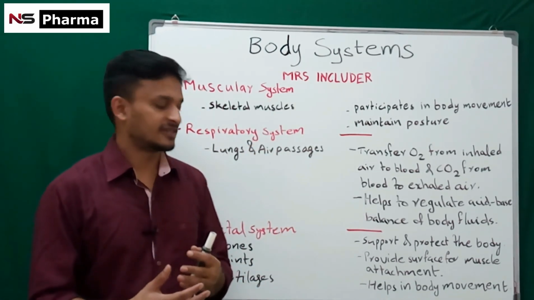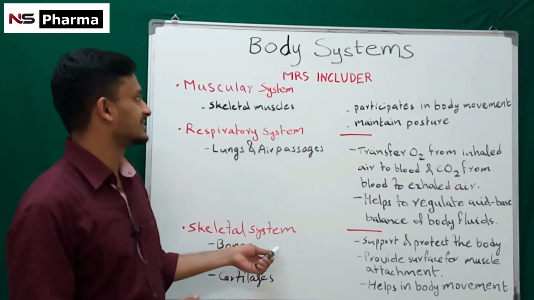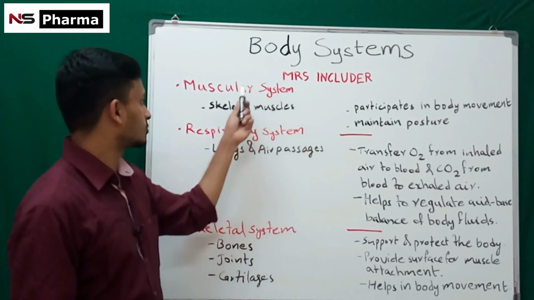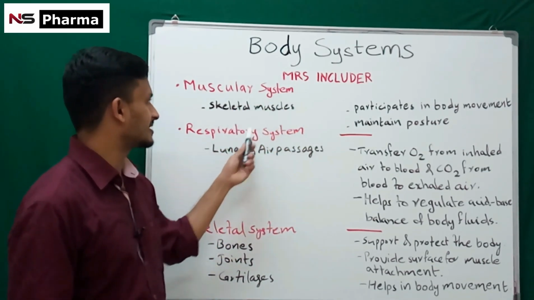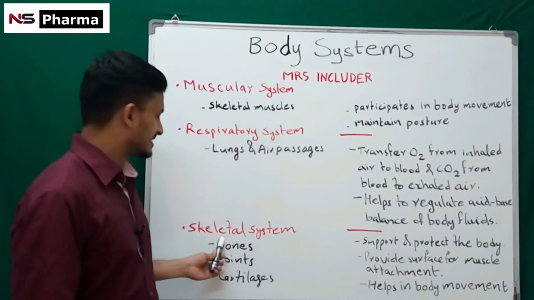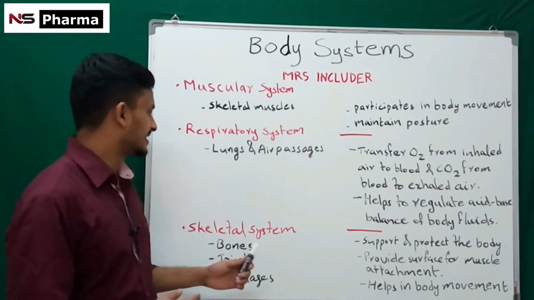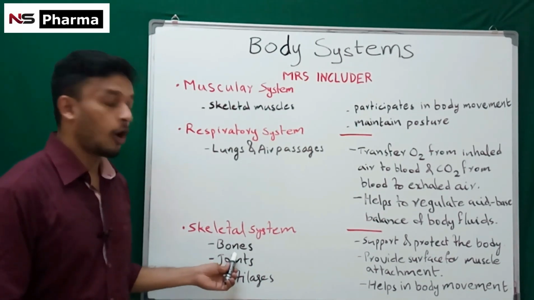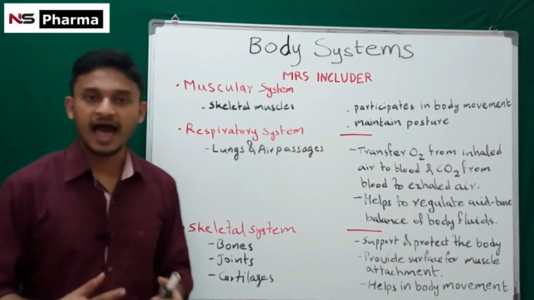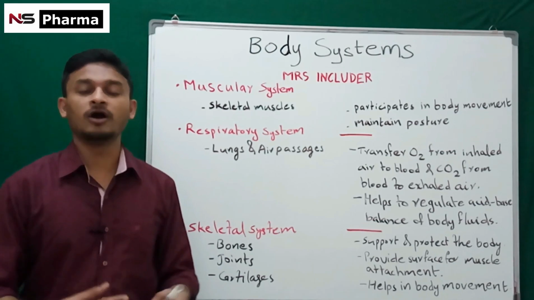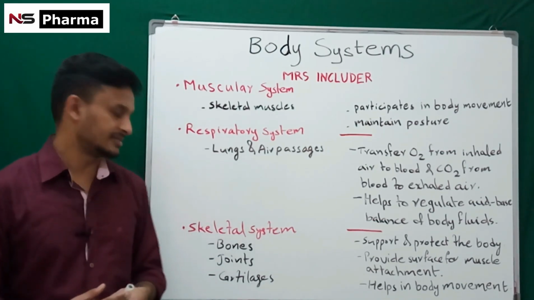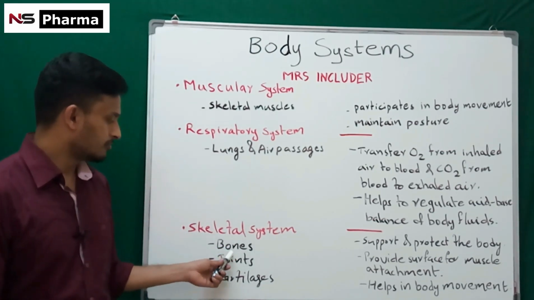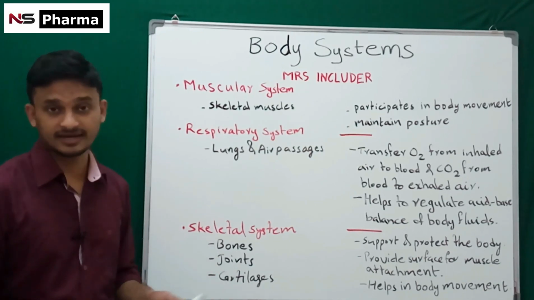Now we are dealing with the third one, that is the skeletal system. M represents muscular system, R represents respiratory system, S represents skeletal system. This is the third system we are going to deal with. The skeletal system includes bones, joints and cartilages.